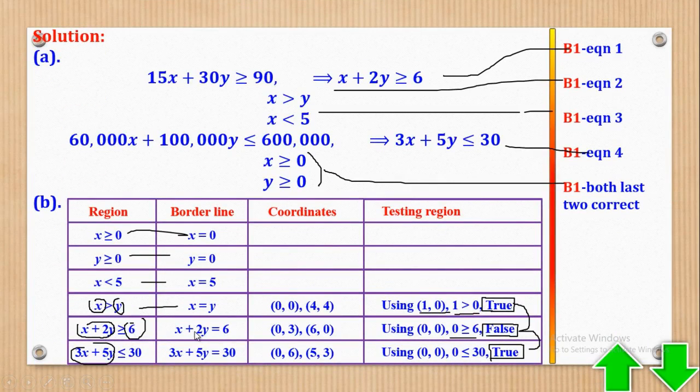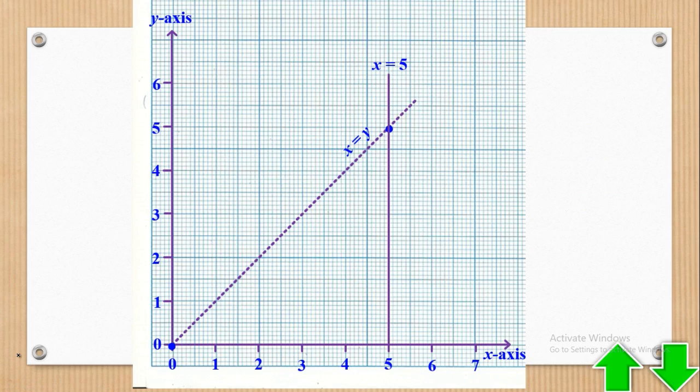Okay, so next is to draw this borderline of x plus 2y equal to 6. So we need these points of 0, 3 and 6, 0. So you come and first put the points. This is 0, 3 and also we need 6, 0. Then we draw a line through these 2 points. So let's do that. And we also have to label it.